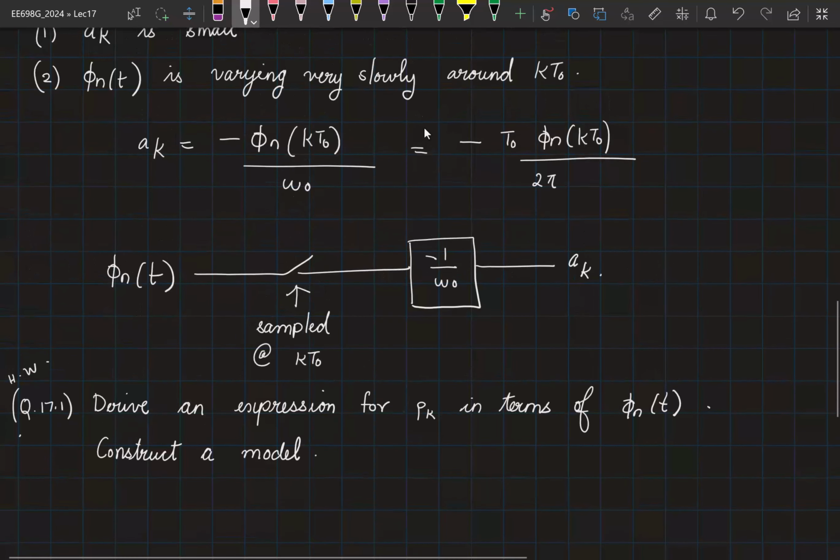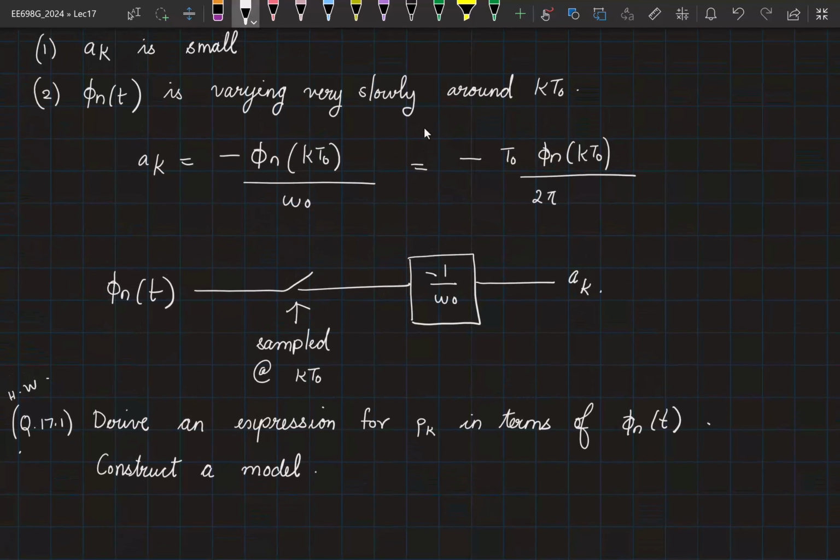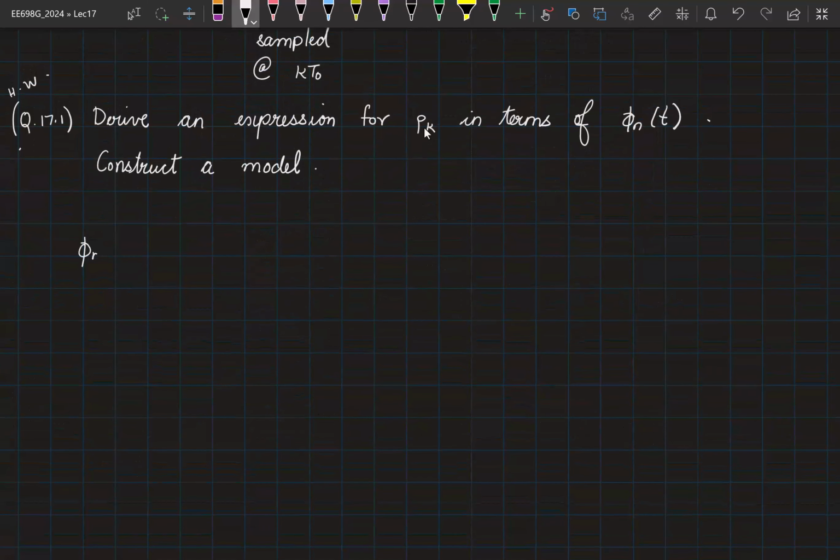Okay, so now if phi n of t was a wide sense stationary process, then Ak, which is just a sampled and scaled version, will also be a wide sense stationary process. Then I can calculate its autocorrelation. And once you calculate the autocorrelation, it becomes very easy to calculate the power in the signal. So if phi n of t is WSS, then the Ak sequence will also be WSS.